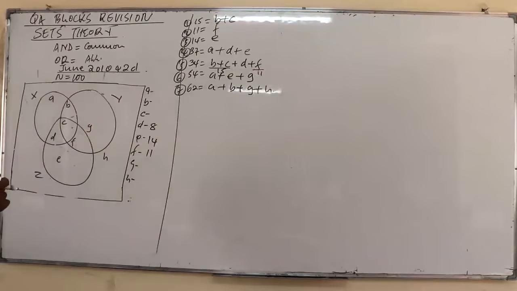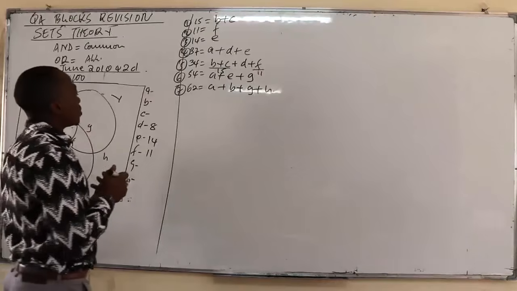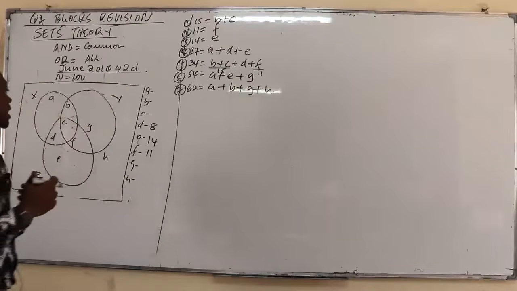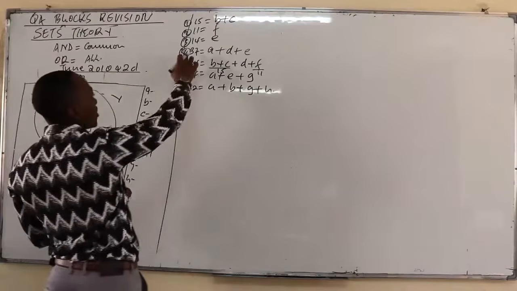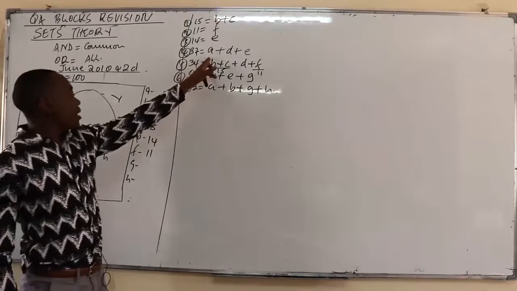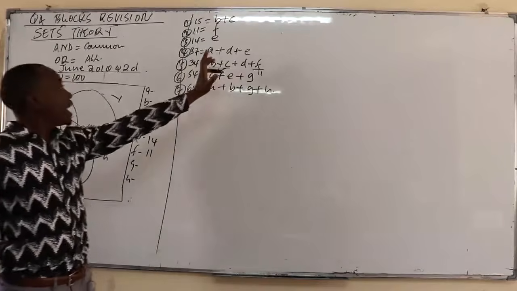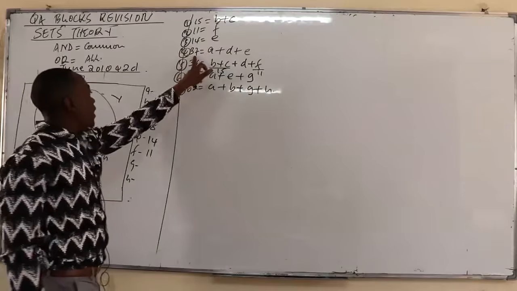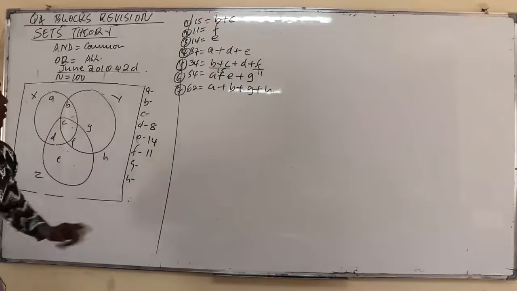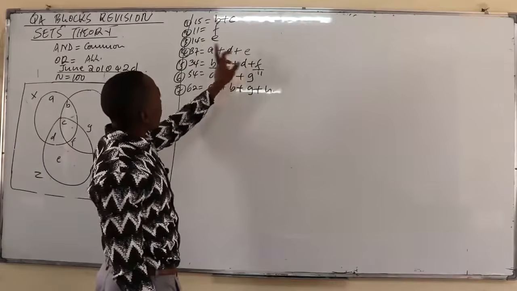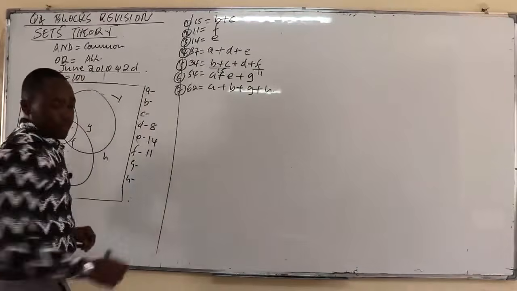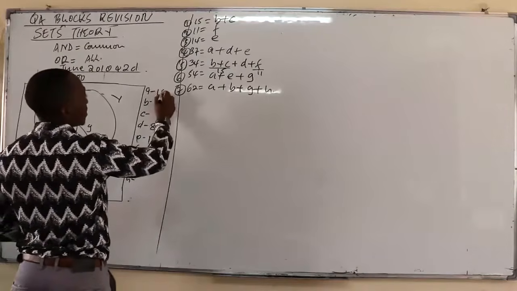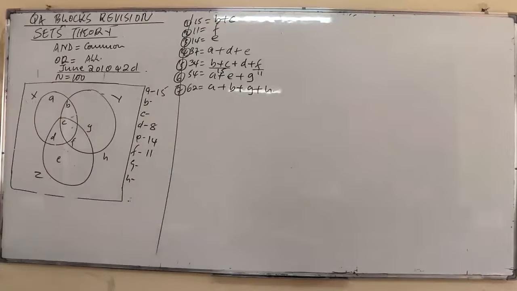Now with D, which other equation can we use? We have ADE. Let's go to equation number 4. In number 4, we don't have A, but we have D and E, so we can substitute. You take 7, you minus D, which is 8, you minus E, which is 14. So A is 15, right? A is 15.